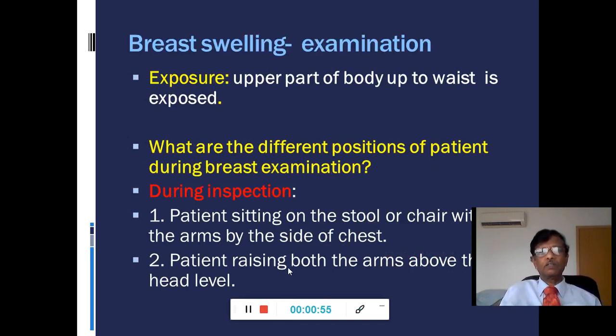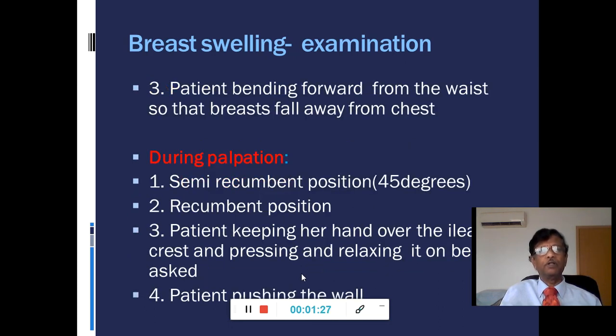What are the different positions of the patient during breast examination? Sitting position, leaning forward position. Okay, we can divide like this. During inspection, the patient sits on a stool or a chair with the arms by the side of the chest. That is the common position utilized for the examination. And some patients raise both arms above the head level so that any swelling or dimpling of the skin can become much more prominent.